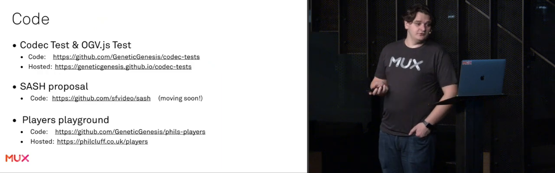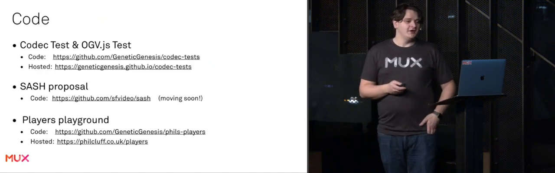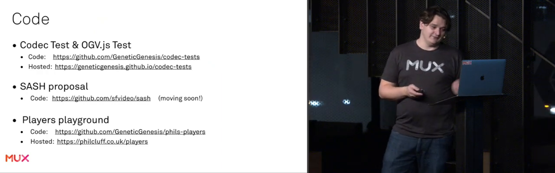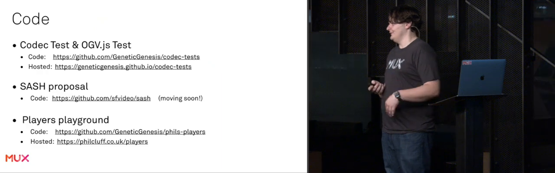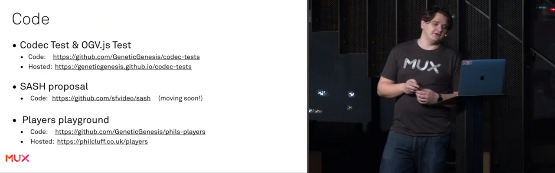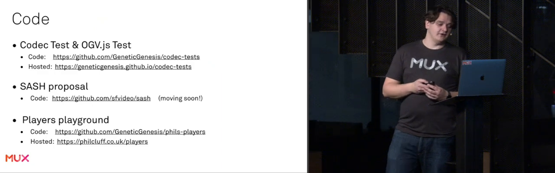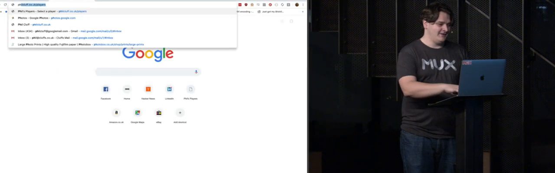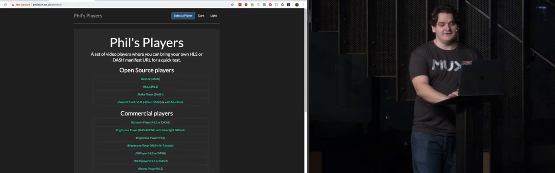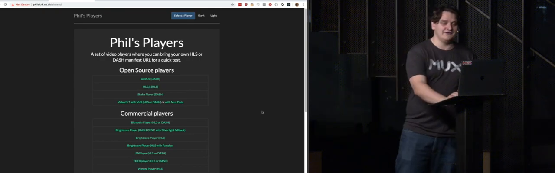So all of this code is open source. All those lovely little player demos I showed you, all open source. You can click the links and they totally work. SASH, we are moving it, but you can totally go and have a look at what the current version is on the SF Video SASH project. And also, for those of you who haven't seen it, I have a players project, which is a cool way to test video players. And this is part of how I was experimenting with other playback technologies as well.